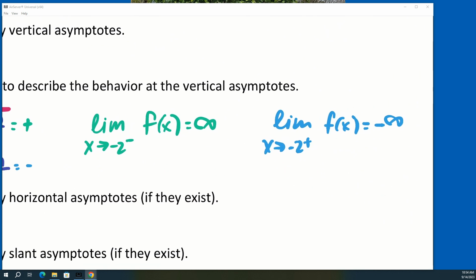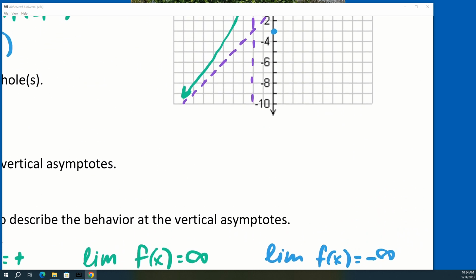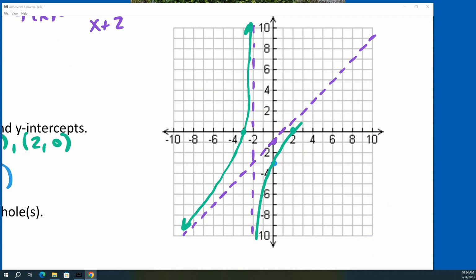All right, and then we also said back at E that on the right side of the vertical asymptote, I'm going to be at negative infinity. So I'm going to start at the bottom and then just curve through those points and then get closer and closer to my slant. That's it. So what questions do you guys have?